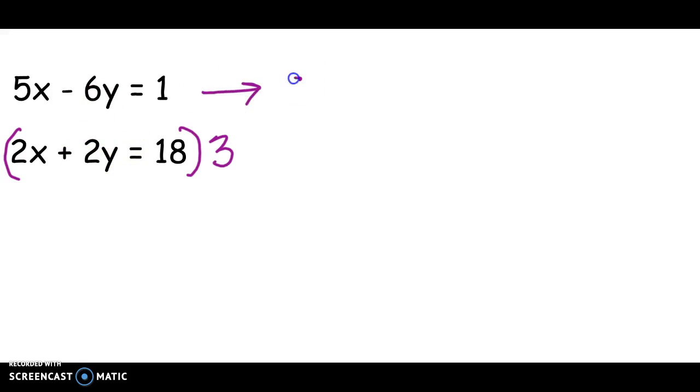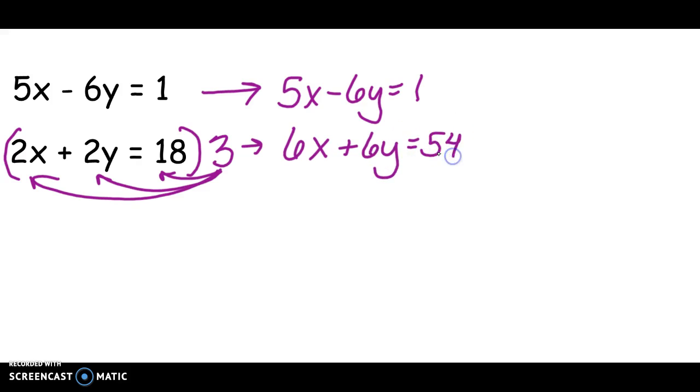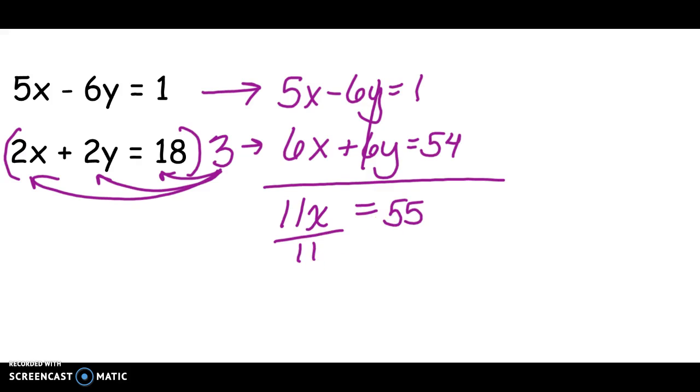So again, I'm rewriting 5x minus 6y equals 1. I just rewrote it. And then I'm multiplying every term in here by 3. So I get 6x plus 6y equals 54. Combine like terms, 5x and 6x give me 11x. Negative 6y and positive 6y cancel, and 54 plus 1 is 55. Divide both sides by 11, and you get x equals 5.